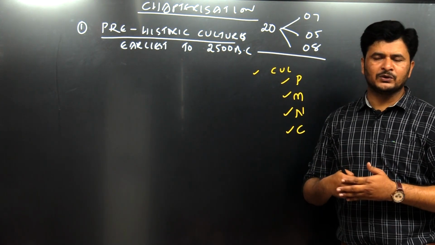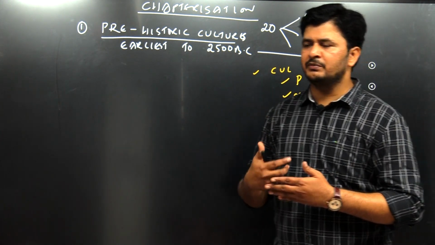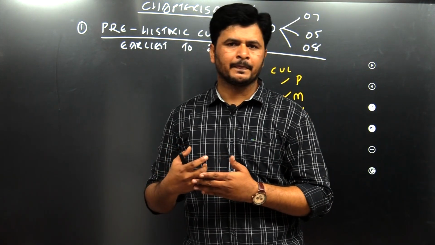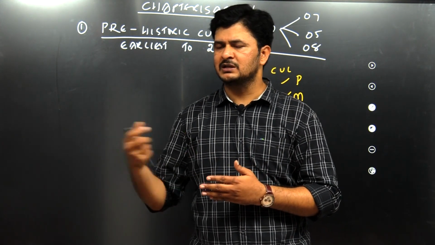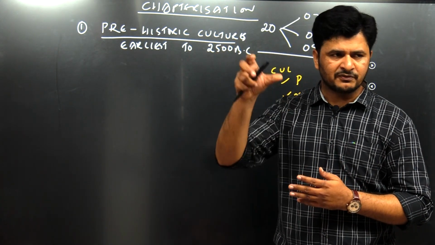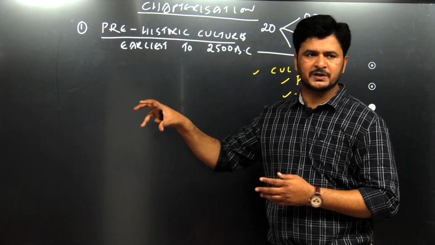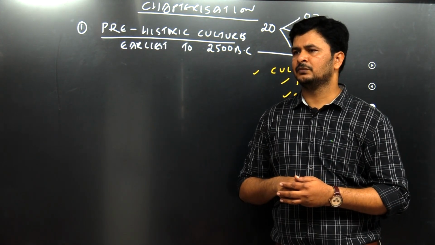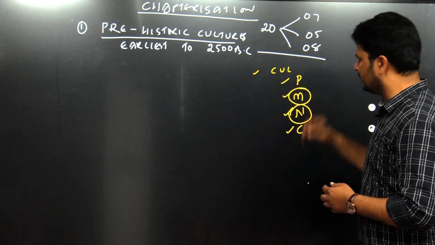So what does it mean by Paleolithic? Paleolithic cultures we call Old Stone Age: Paleo means old, Lithic means stone. Old Stone Age cultures. How these cultures were classified, what the features of the respective cultures were, the important sites of respective cultures and all that. After the same, towards Mesolithic followed by Neolithic.